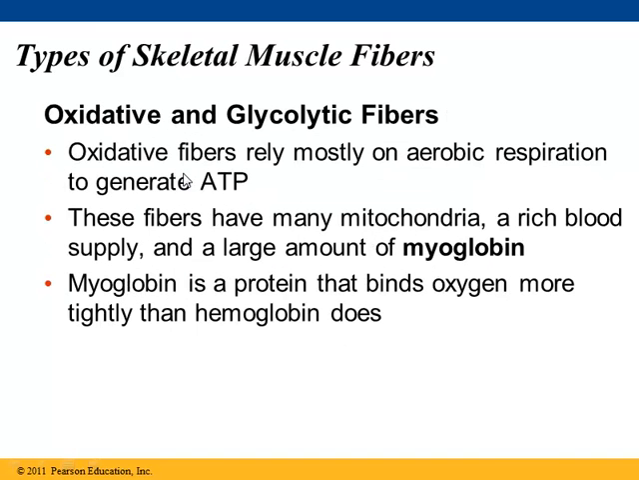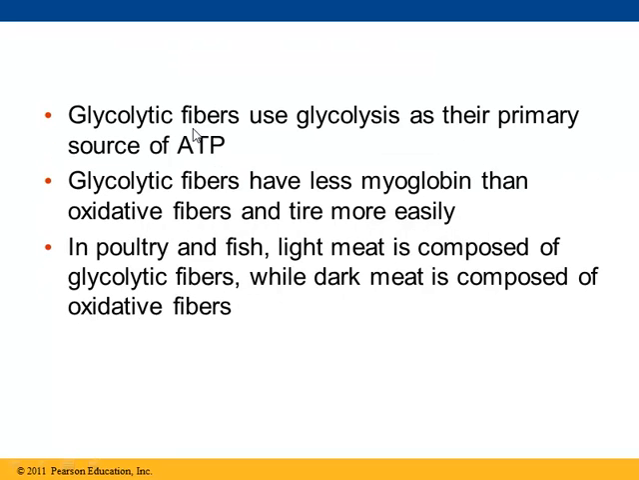Your oxidative fibers look like that. Lots of mitochondria, lots of blood supply, and lots of myoglobin. Your glycolytic fibers do not. They use glycolysis primarily. They have fewer mitochondria. They don't worry so much about blood flow because they're not going to need the oxygen. They are things that do lots of anaerobic work.